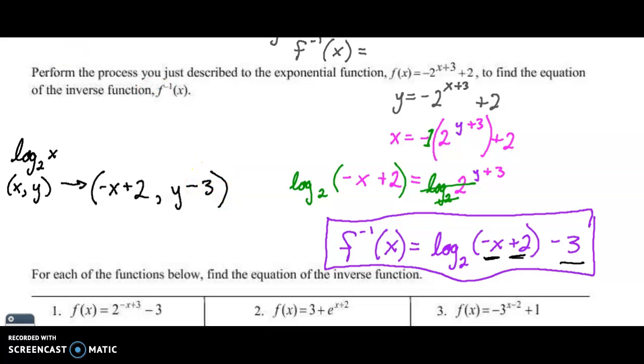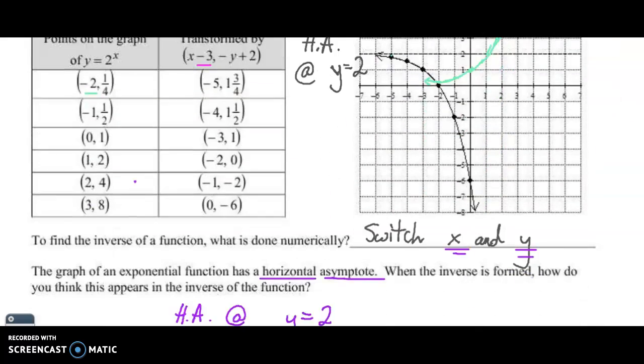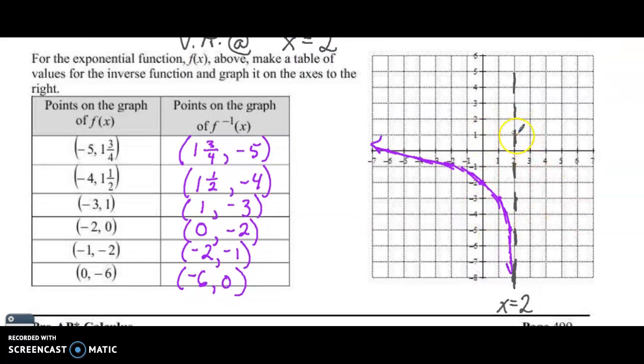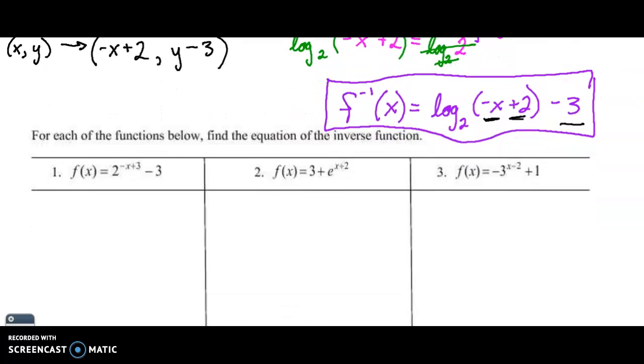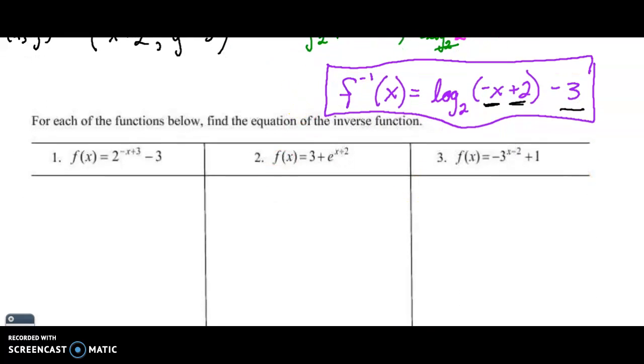So if I went back a slide, back to the previous page, and you were to look at the parent function of log, which we'll talk about, it is reflected over the y-axis, shifted right 2 and down 3, which we haven't looked at the parent function for log yet. So right now we're just practicing finding the inverse.